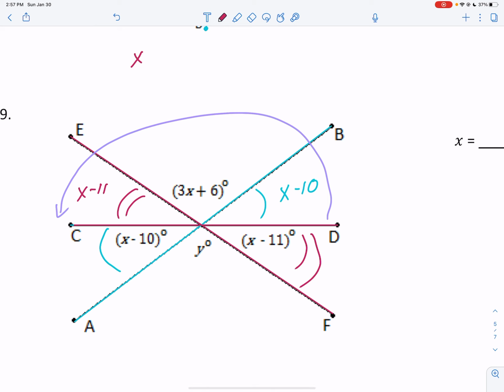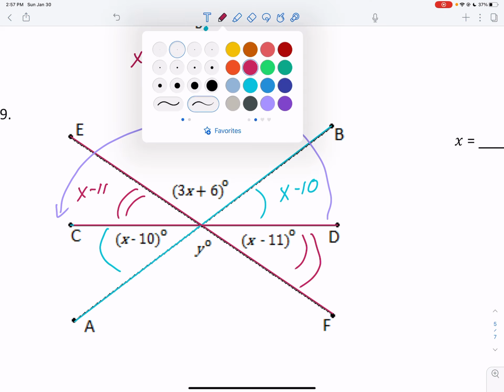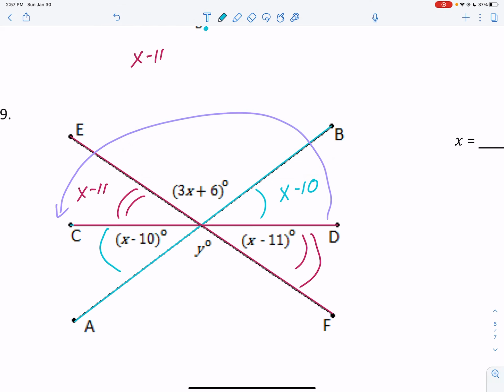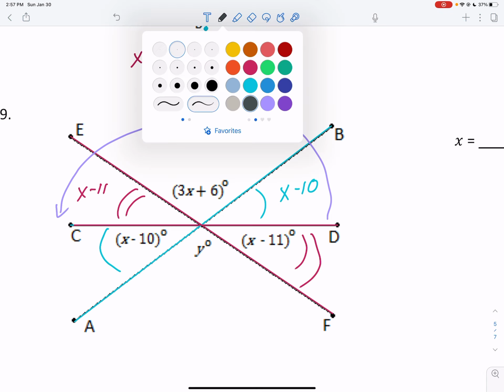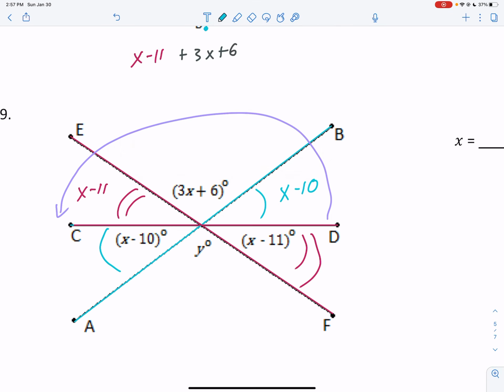So let's do x minus 11 plus 3x plus 6. It's this one right here. Plus x minus 10 equals 180. And then x plus 3x is 4x plus x is 5x. Negative 11 plus 6 is negative 5, minus 10 is negative 15.